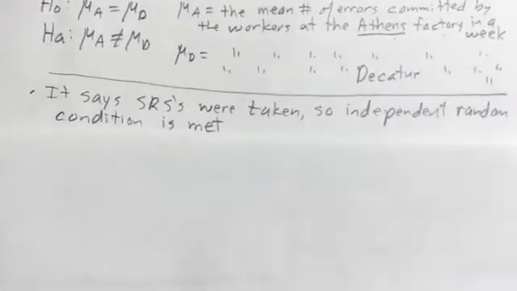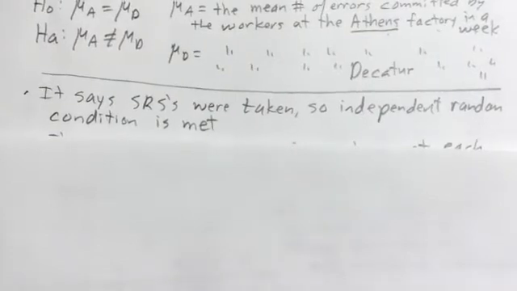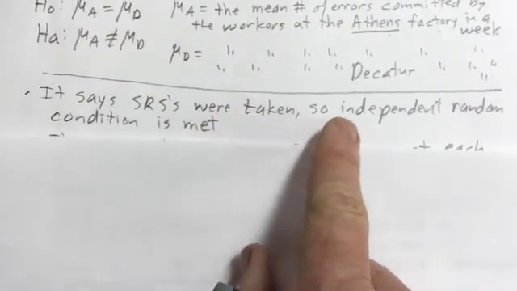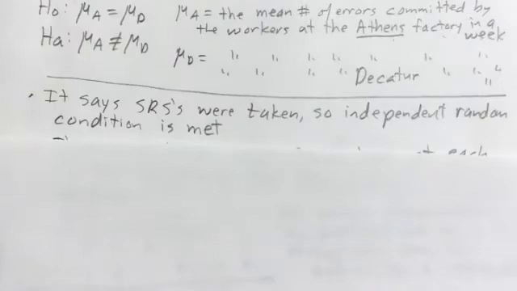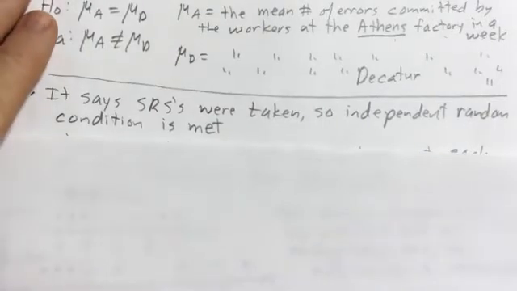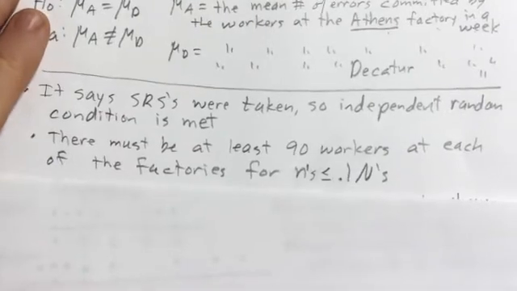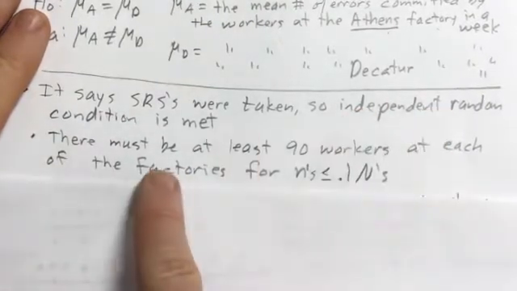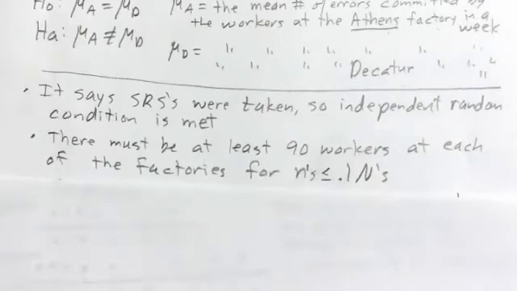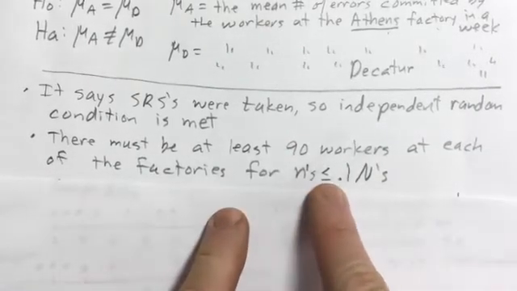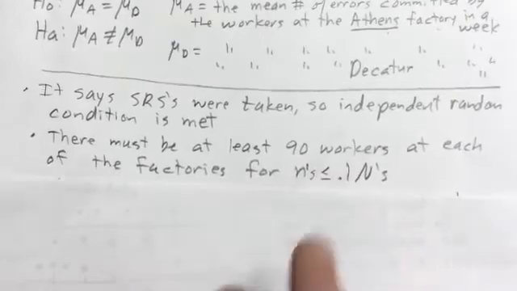Then, just like what we just did, it says that SRSs were taken, so independent random conditions are met. We're doing our assumptions, otherwise known as our conditions. And so we check the independent random condition. There must be at least 90 workers at each of the factories for our sample sizes to be less than or equal to 10% of our population sizes.